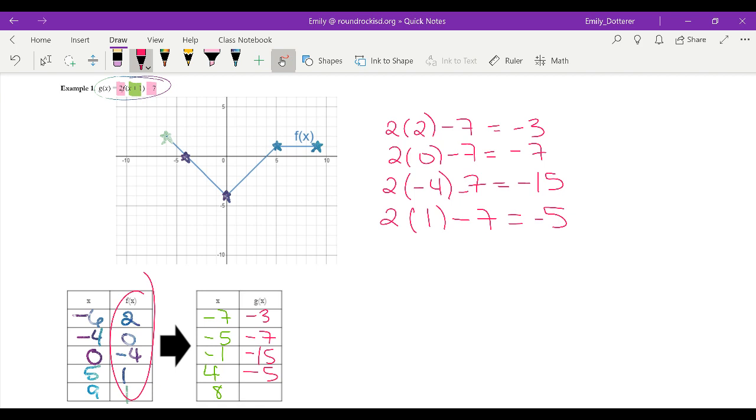And then we know that last one's going to be -5 as well, because both of the last two y values were +1.